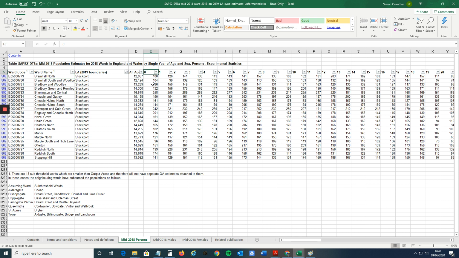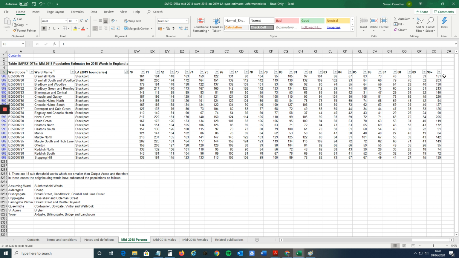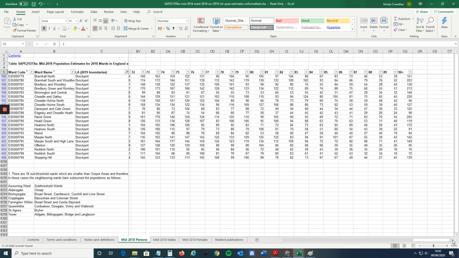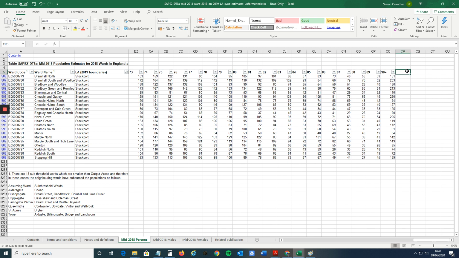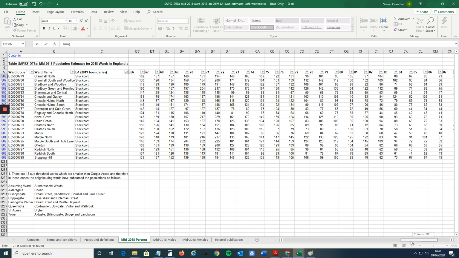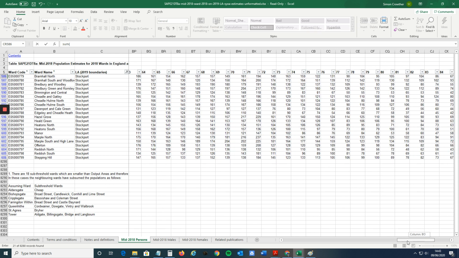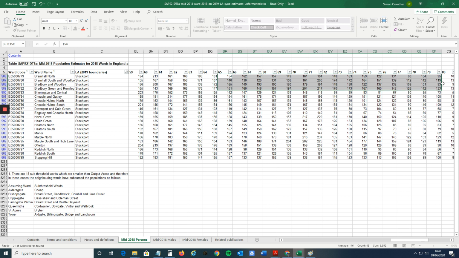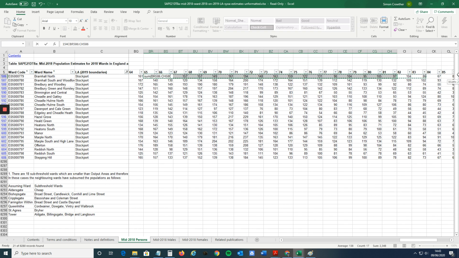But what you can do now is this gives you the data for how many people of each age there are, from birth right the way up. This is year of birth, so 1-year-olds, 2-year-olds, 3-year-olds, etc., right the way up to people who are 90 plus. Now, if we were interested in all the people who are 65 plus, we could simply do a little addition there, go for 65, and then just add up how many are there.